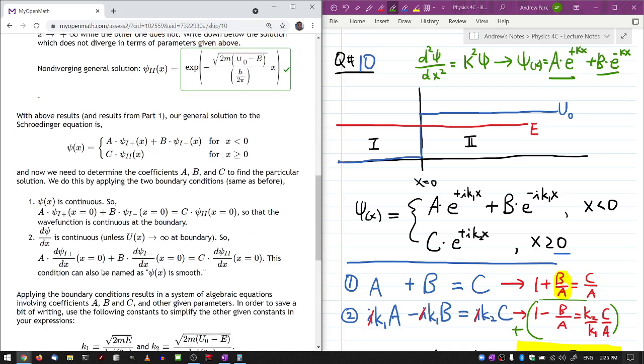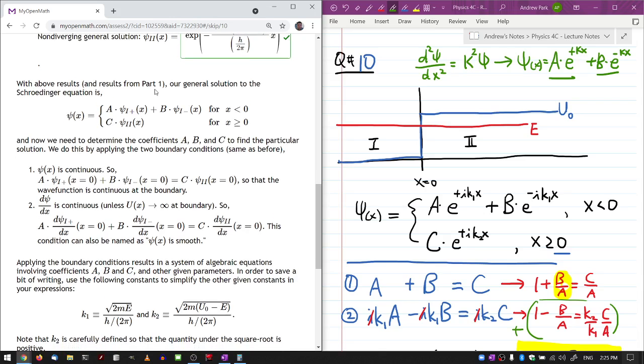With the above results and results from part one, our general solution to the Schrodinger equation is the same as here. Let me change the parameters here. It looks like k2 was defined the same way I defined the capital K there. So here all I have to do is replace plus i k with minus k2, and it'll be basically what I wrote down. Okay, so that's the general solution.